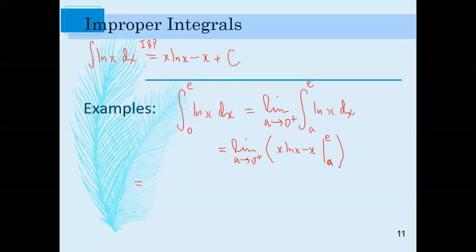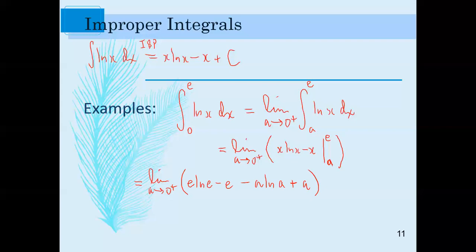So this is going to be the limit as a goes to 0 from the right of, okay, this is a little gut check here. If I plug e in for x, it's going to be e logarithm of e, minus e, minus this thing with a plugged in. So it's going to be minus a logarithm of a plus a. You see what I'm saying here? Yeah? Okay.